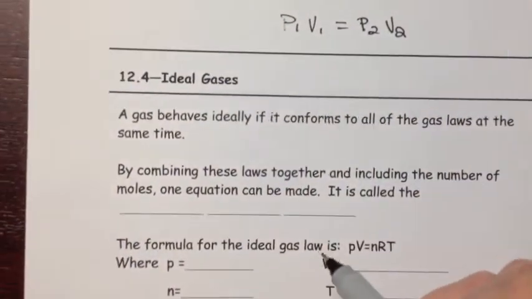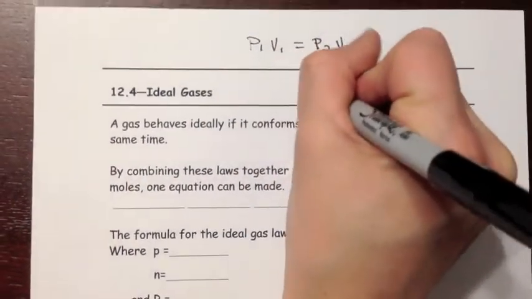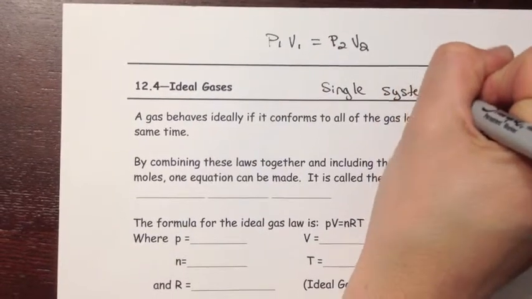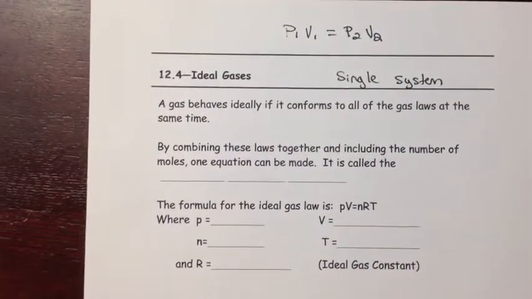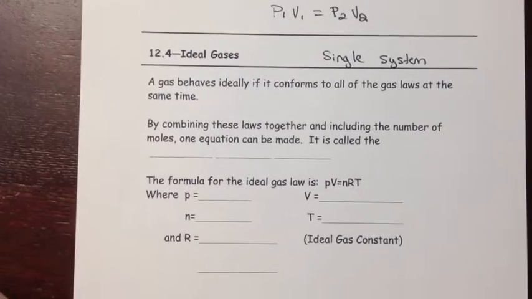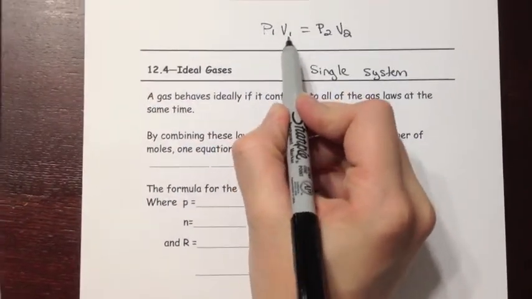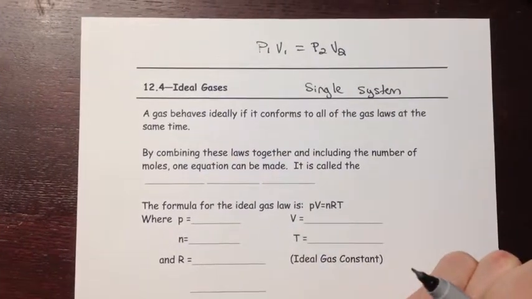In the ideal gas law, we have a single system, which means that system is only one set of circumstances. You will have a single pressure, not a second one, a single volume, a single temperature, and so on.